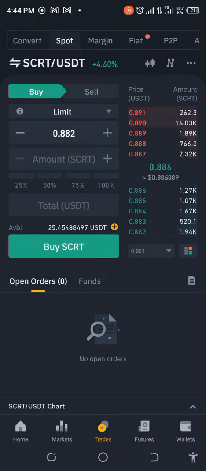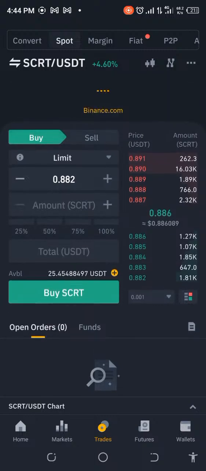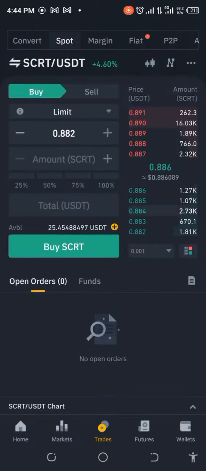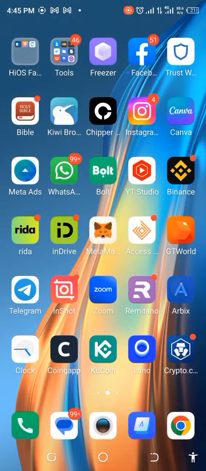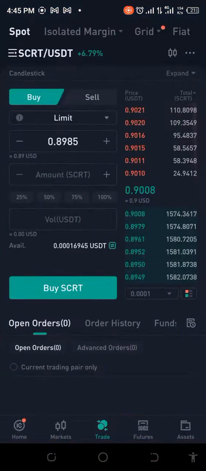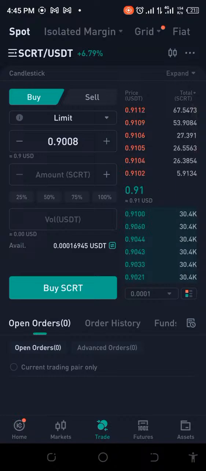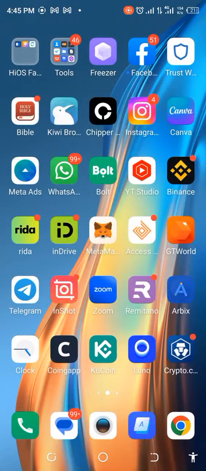Okay, so this is the SCRT/USDT. You can see here currently the price is 0.886. And on KuCoin, it is 0.9. So there is a difference. We need to be really fast.